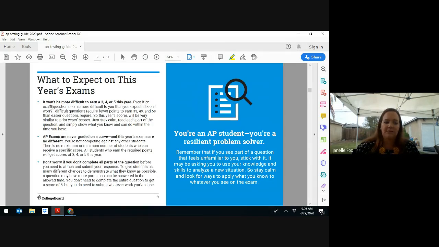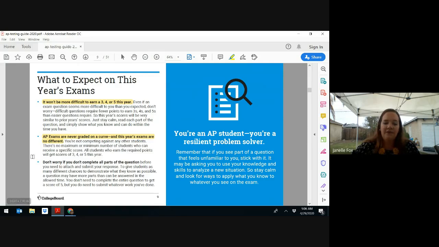They really talked about this part right here, guys. These are some myths that are out there, and I want you to just be aware of these. Just because our exam is different this year, it will not be more difficult to earn a 3, 4, or 5. They said they've got their statisticians all ready to rock, and even though there's fewer points, they will do it correctly. Just as a reminder, AP exams are never graded on a curve, and this year's exams are no different from that.